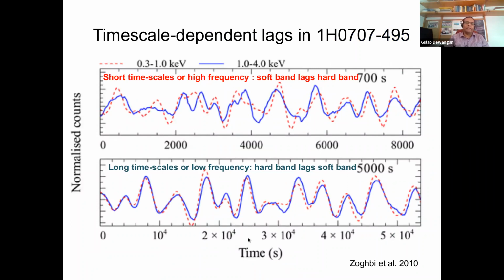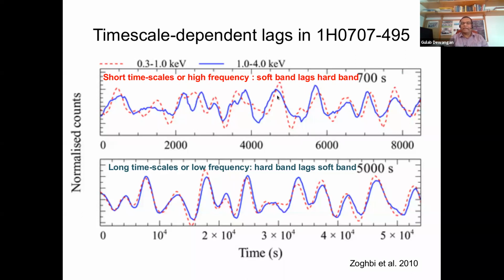To understand a little more simply, look at the light curve. These are the light curves in different bands. The red curve is in the soft band, 0.3 to 1 keV, and the blue curve is in the harder band, 1 to 4 keV, where the 1 to 4 keV is more like a pure continuum, and 0.3 to 1 keV is more dominated by this iron L line. Now if you look at the short time scale variability, the x-axis is time, it starts from 0, 2000, 4000, like this. So one is looking at the short time scale. In this case, you see the peaks of the soft band light curve in red, and the hard band light curve in blue. So obviously the soft band is lagging behind.